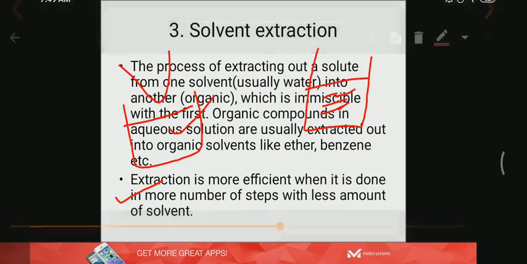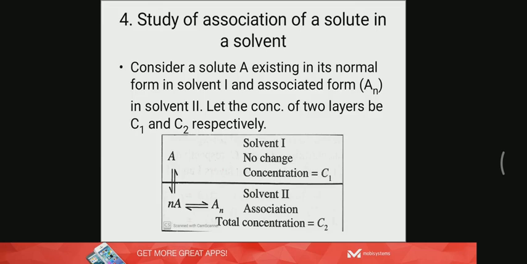Now coming to the last application, that is study of association of a solute in a solvent. It's very important. We know that, for example, benzoic acid undergoes dimerization in benzene. Like that, many solutes may undergo association. We can verify whether it is forming a dimer or trimer, etc., by studying this equilibrium.